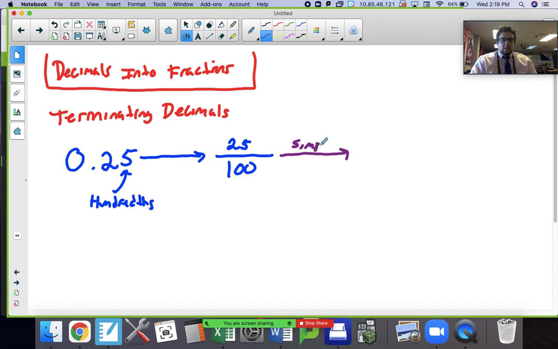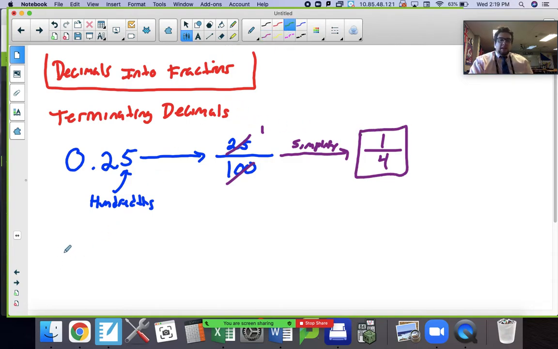We should then always simplify any fractions that we have. 5 goes into both of them, but so does 25. 25 goes into 25 one time. 25 goes into 100 4 times. So 0.25 is the fraction 1/4.